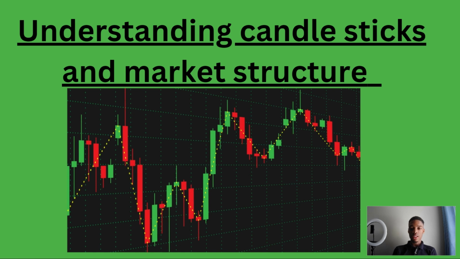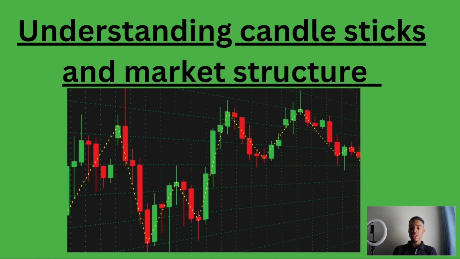So what candlesticks and market structure tell us is what's happening to price at this specific moment in time, what's happening to this specific currency pair at this specific moment in time, what's happening on the market, right? So this is essentially what the candlestick and market structure is telling us.